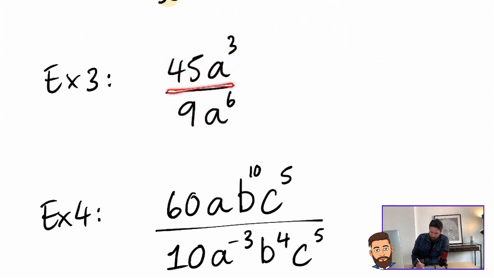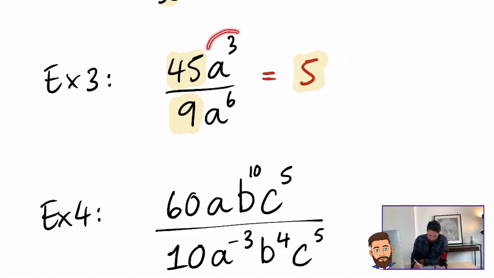Well, we're dividing, we've got some bases that are the same, so we could use the law there, but we've also got some whole numbers now. Very, very similar to the multiplying, we can break these down into different aspects. So we've got a 45 divided by a 9. So we work that bit out first. What is 45 divided by 9? Well, hopefully you're thinking, that's 5. 45 divided by 9 is 5.